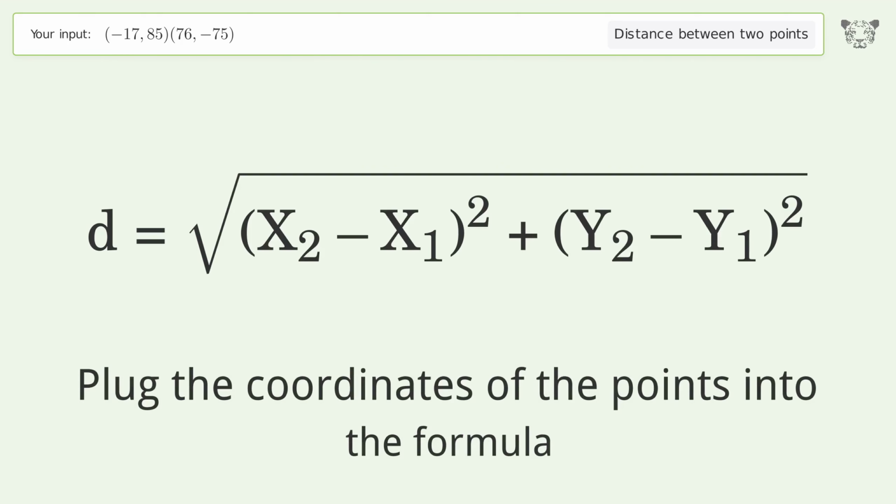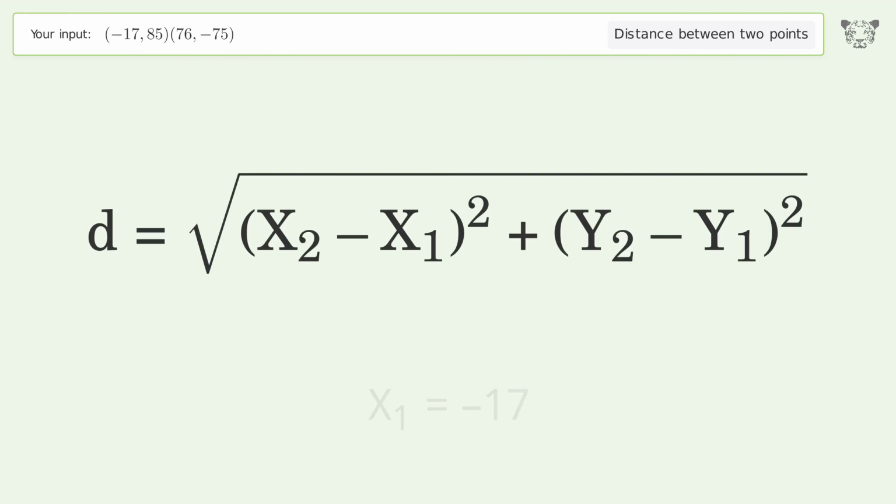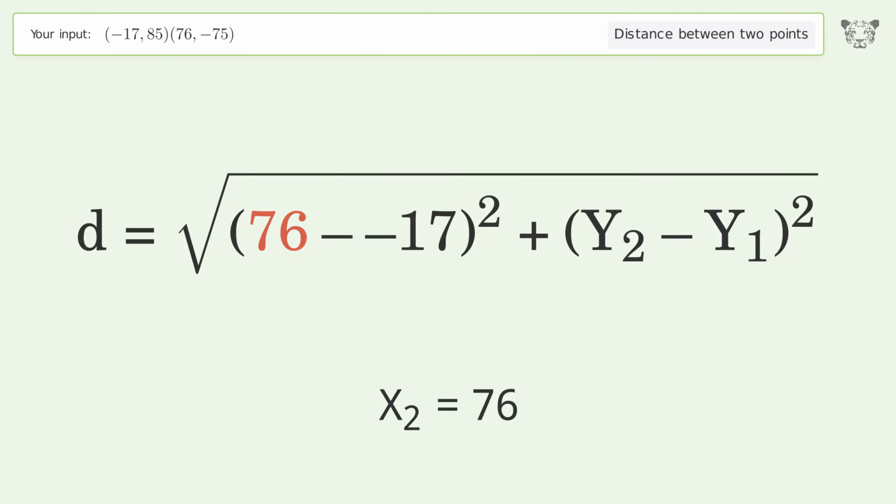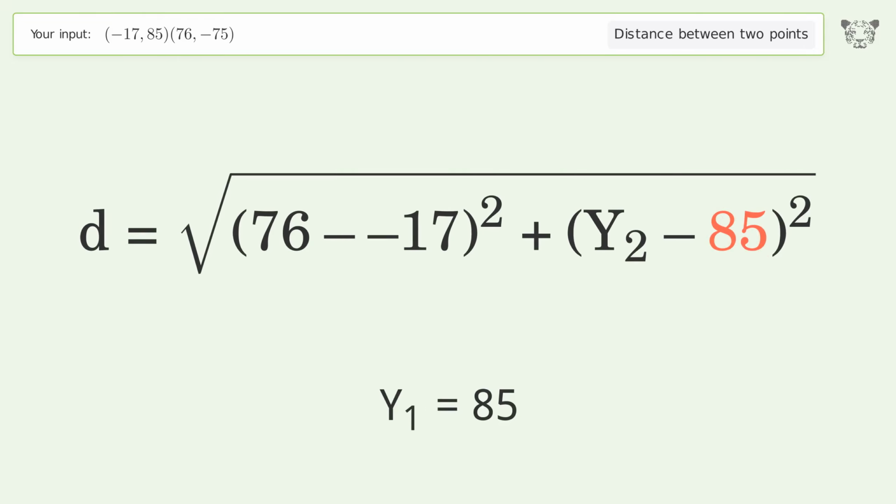Plug the coordinates of the points into the formula. x1 equals -17. x2 equals 76. y1 equals 85. y2 equals -75.